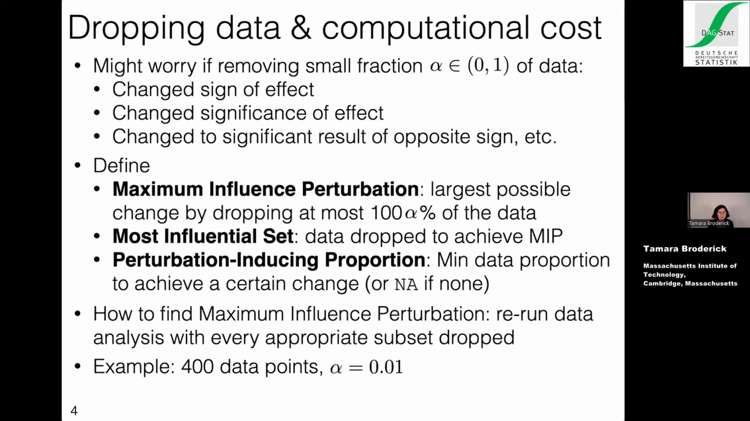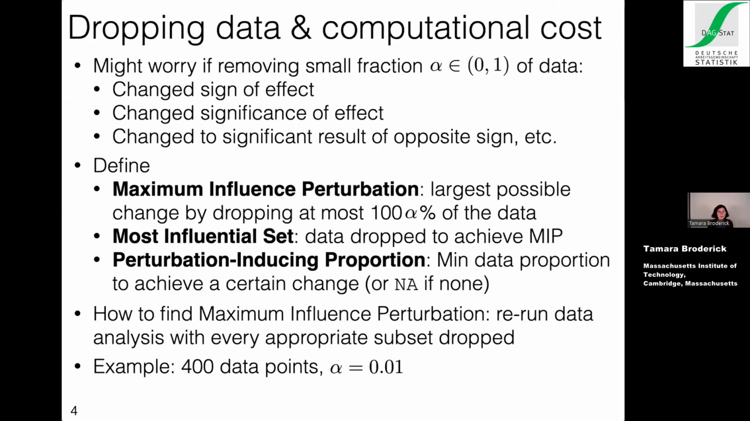Suppose I had just 400 data points, and I was concerned if my conclusions would change if I dropped 1% of my data. Well, that means I want to see, would my conclusions change if I dropped any 4 data points, any 3 data points, any 2 data points, or 1 data point. So let's suppose for the moment that all I have to check is every 4 data points.